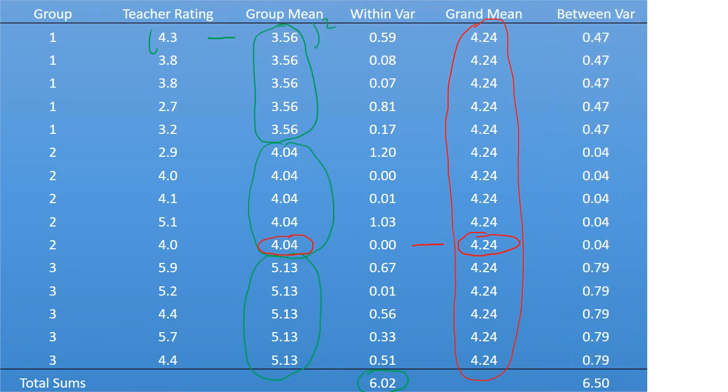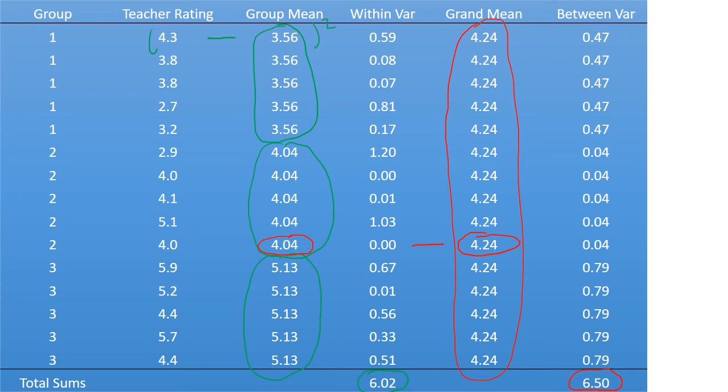So we get that number there, and we sum all of that up, and you'll notice down here that we have a total between group variation of 6.5. So it's almost a 50-50 split between the two. The percentage that we explain is almost 50%.